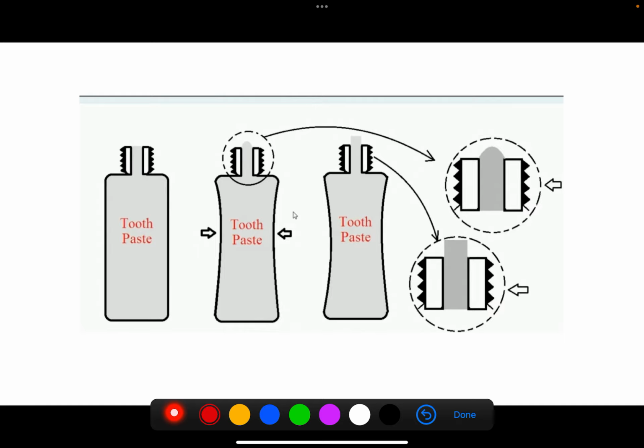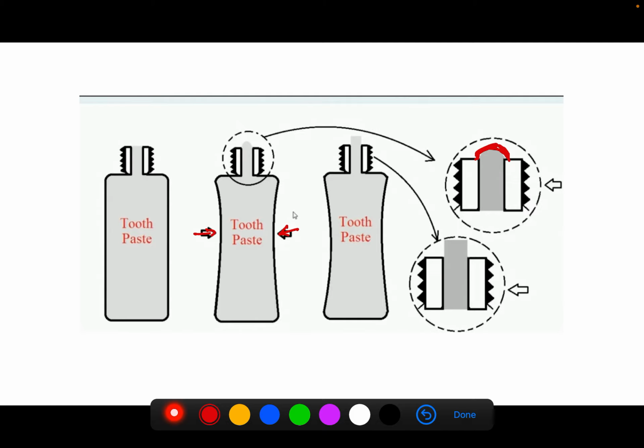Then this one, a general example. Suppose you are taking some toothpaste and squeezing it in this direction. It will come out. If the no-slip condition exists, it will be parabolic. No slip means the layer at the wall will not move.